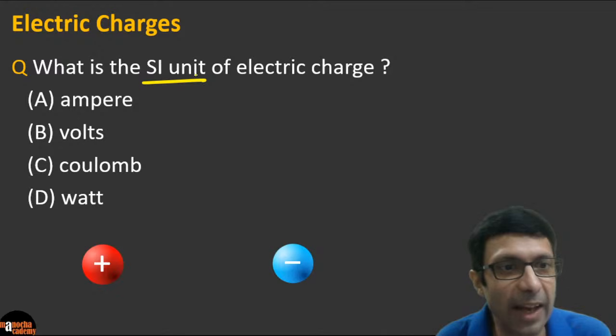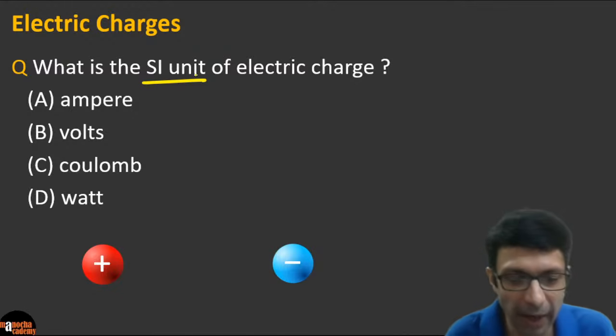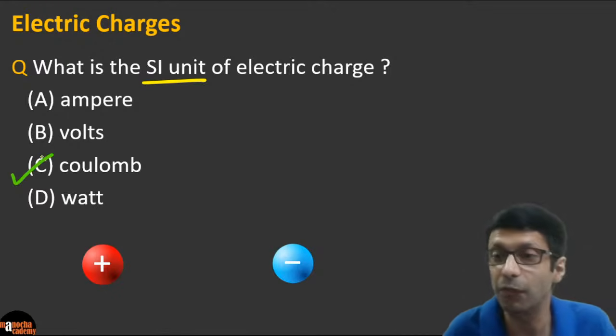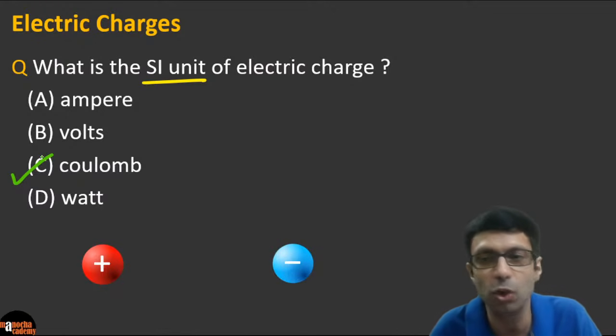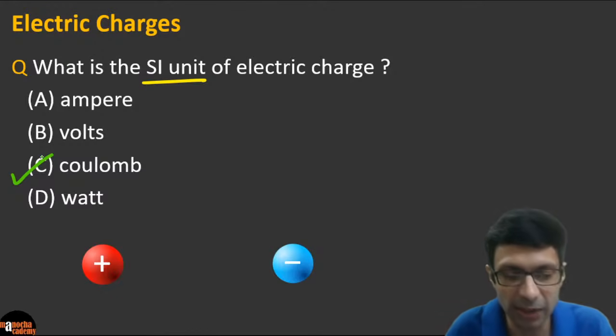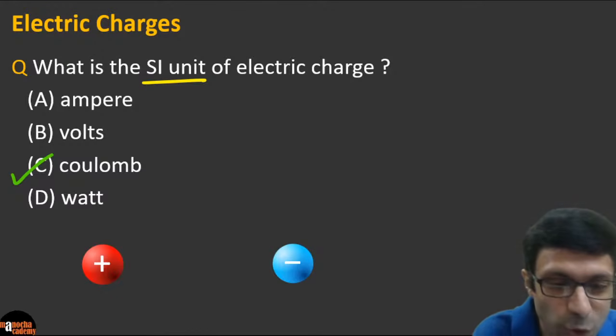Okay, excellent. I see Vinay, Manu, they're saying coulomb. Himanshu says coulomb. Excellent, guys. Please remember the SI unit of electric charge. The right answer is coulomb. And we need to remember this because it's not that we use coulomb in our everyday lives, right? It's not often used. So coulomb is the SI unit of electric charge. Clear, guys?